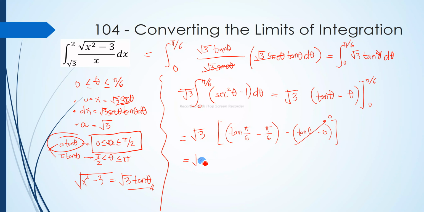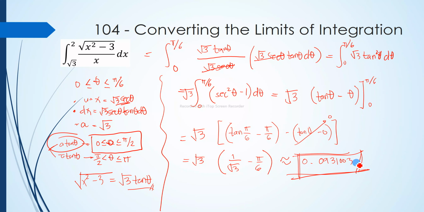So we are left with the square root of 3 times, what is tangent pi over 6? Minus pi over 6. Tangent pi over 6, that is equal to 1 over square root of 3, minus pi over 6. So don't forget to set your calculators into radian mode. So your particular answer is approximately equal to 0.0931003. And then this will be the general solution for our integral.